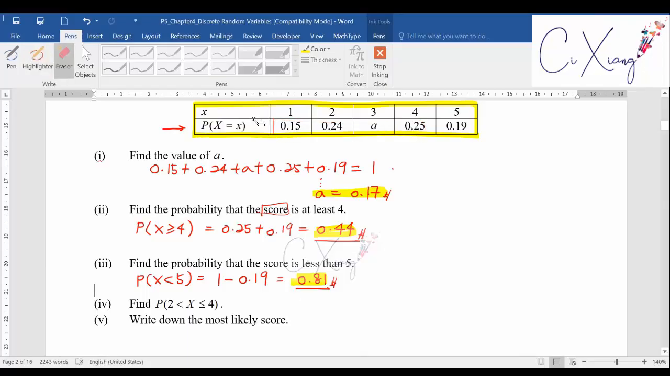Then for part number 4, you do it on your own. I don't want to discuss it with you; I think it's very, very simple. Find the probability of x between 2 and 4, where 4 is inclusive. If you add the probabilities correctly, you should get 0.42.